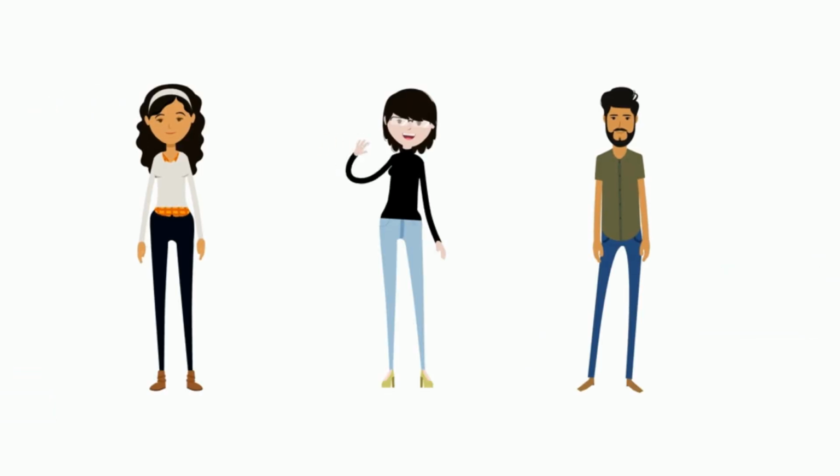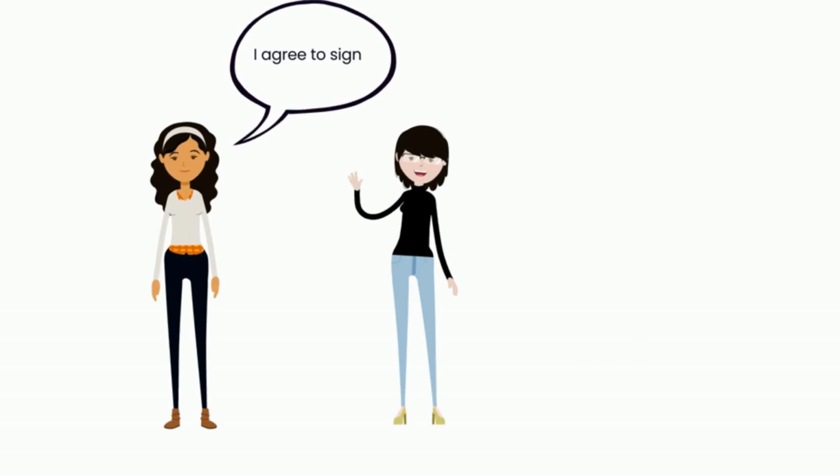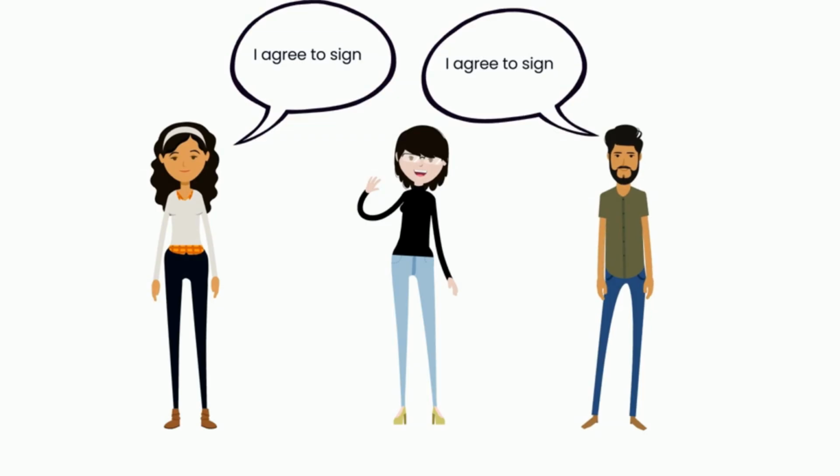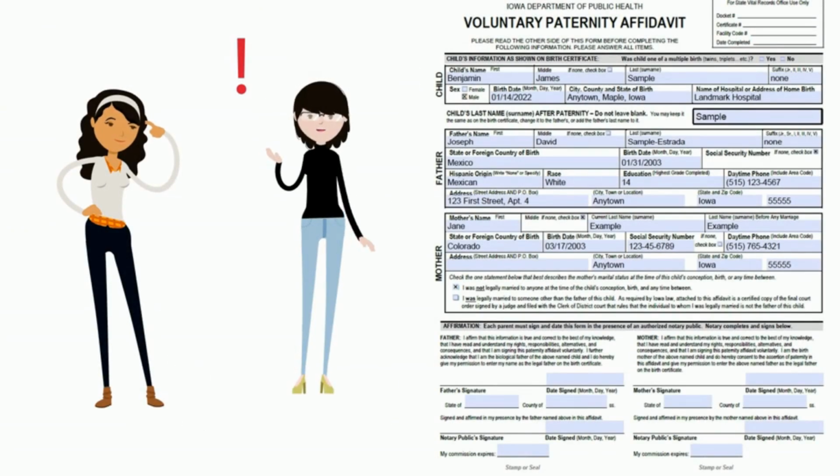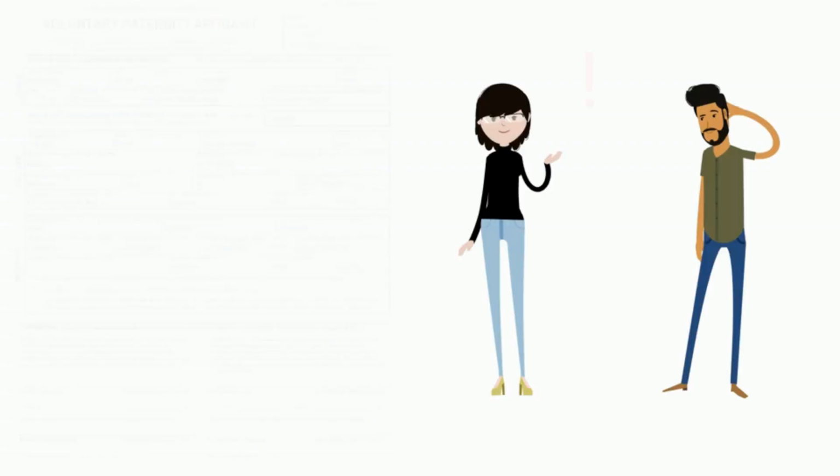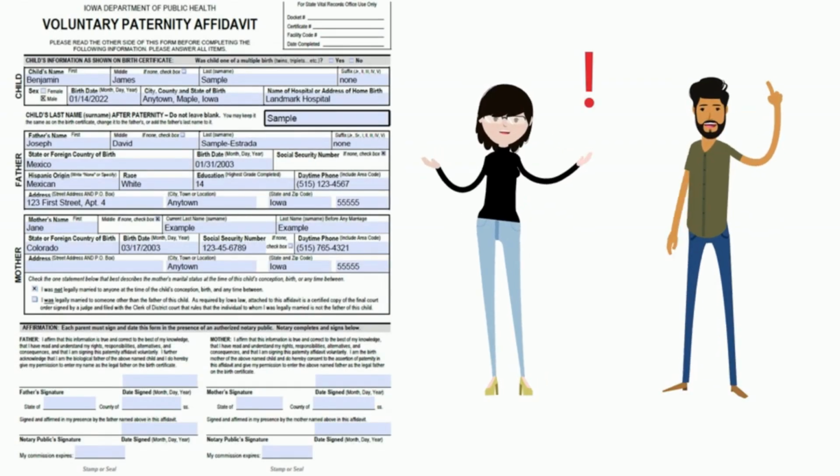Each parent signing the paternity affidavit must personally appear before the notary to have their signature witnessed. The notary should assess whether each parent is competent to sign and is doing so voluntarily. The notary should alert the signer to any blanks on the paternity affidavit form.